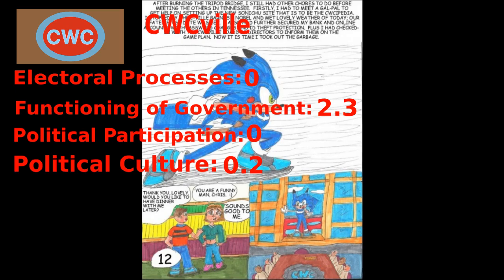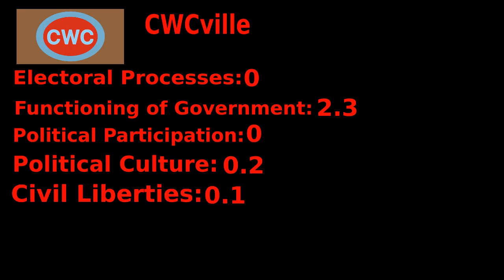Anybody who isn't the mayor or part of Christian's inner circle is merely a background character who is thrust into situations at the mayor's discretion and without resistance, as likely citizens of Quickville are too afraid to speak out against his tyrannical rule. And lastly, we have civil liberties, which I give a score of 0.1.